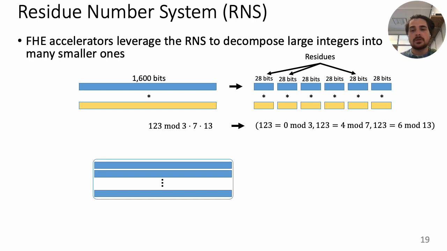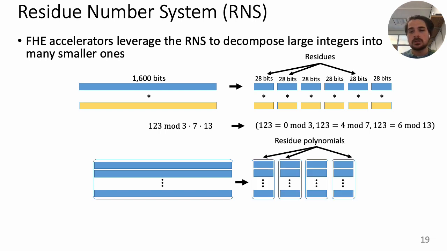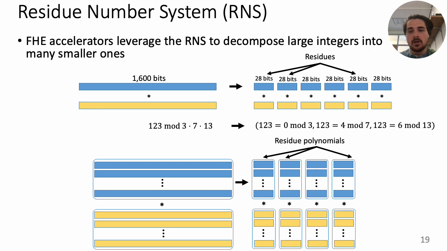This idea also works for polynomials. So a polynomial with 1600-bit coefficients can be decomposed into many residue polynomials, each with word-size coefficients. Polynomial multiplication can then be applied per residue polynomial pair.